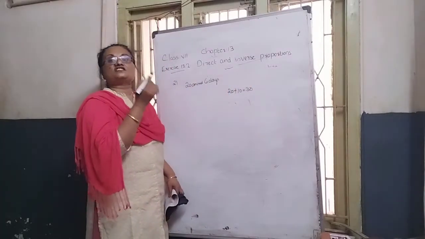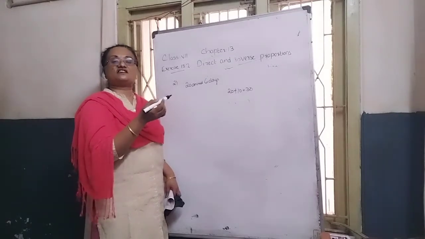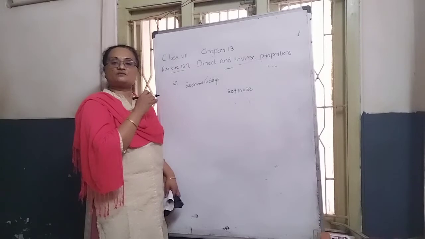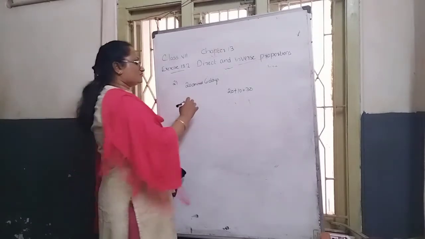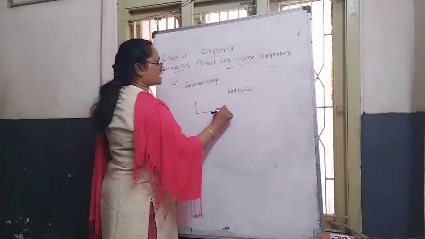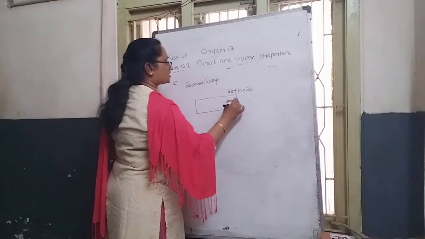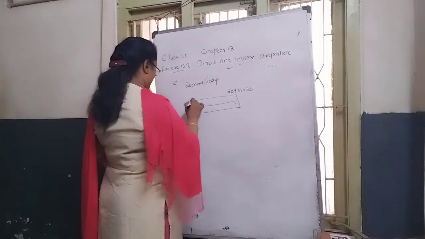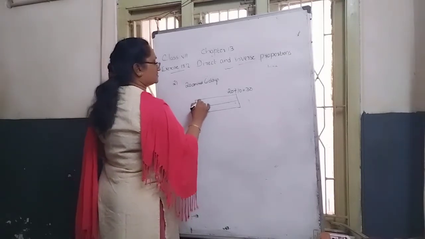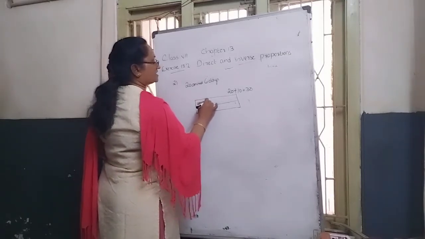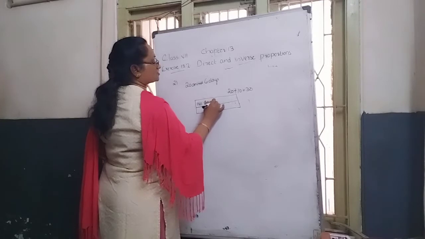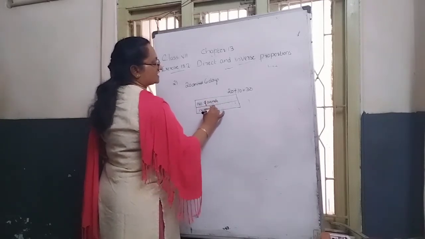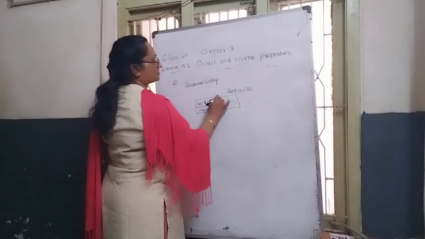Now suppose 30 animals are there. For how many days would that food be sufficient for them? That is what we want to find. Here also the same process: draw a tabular column, divide it into 2 columns. The first column is the number of animals, and the second column is the number of days.